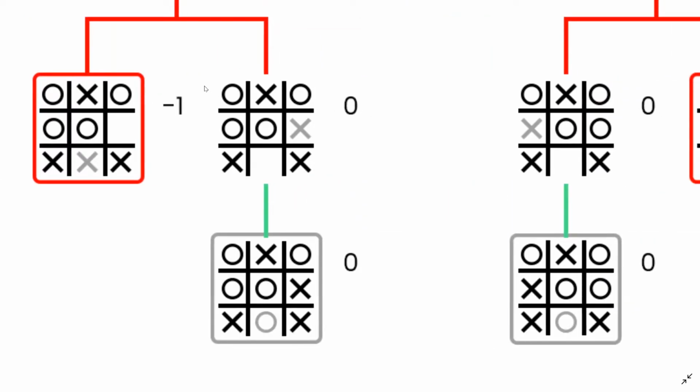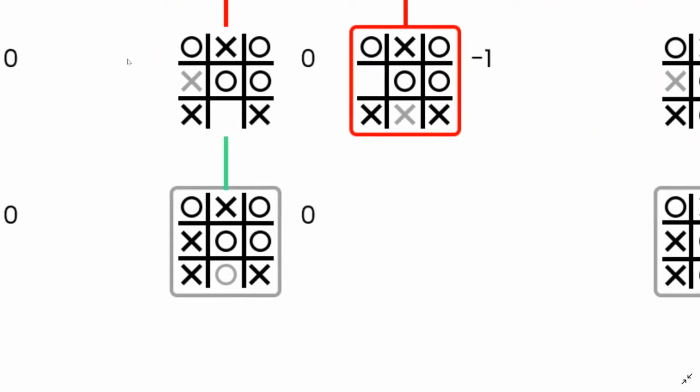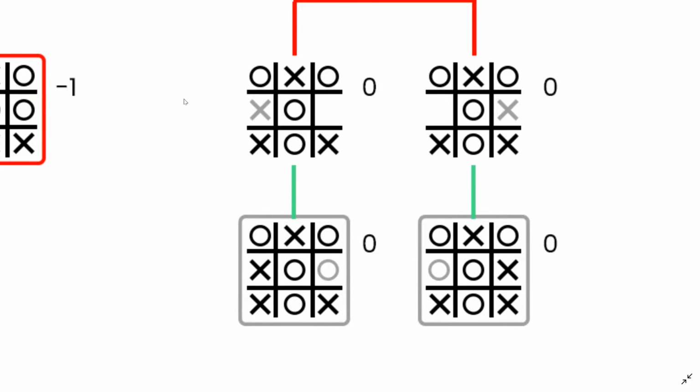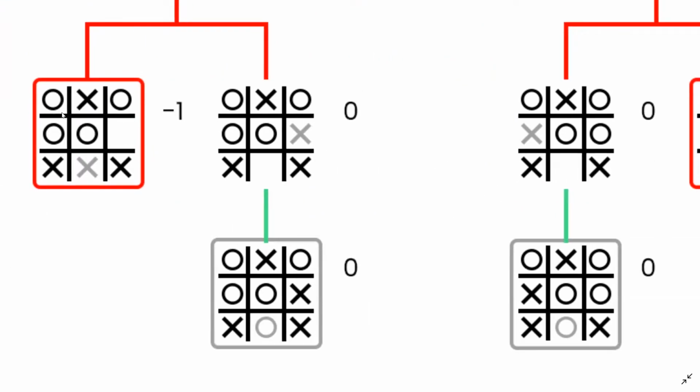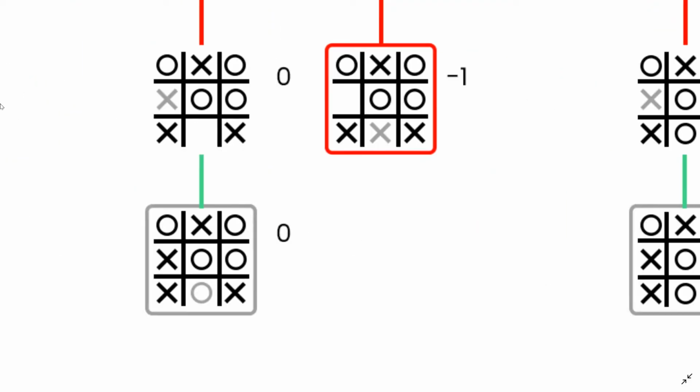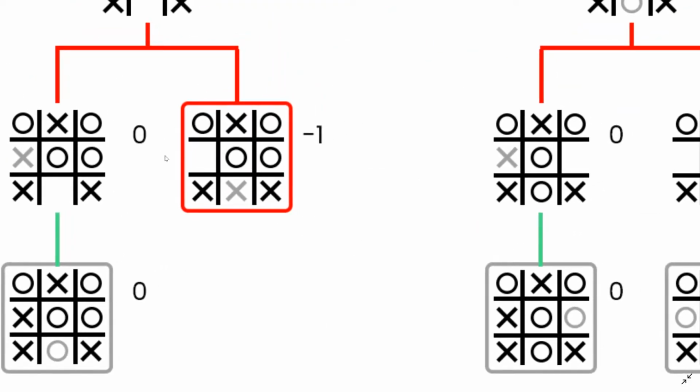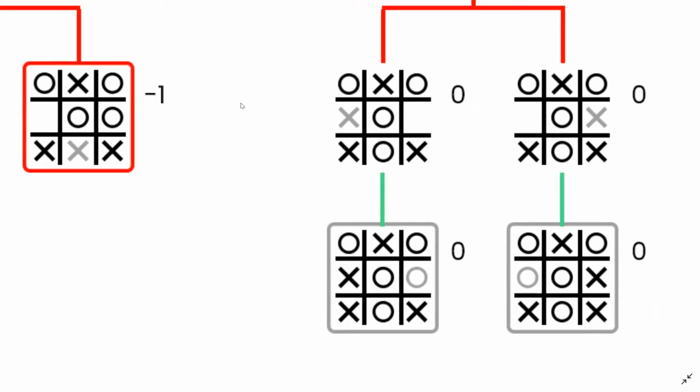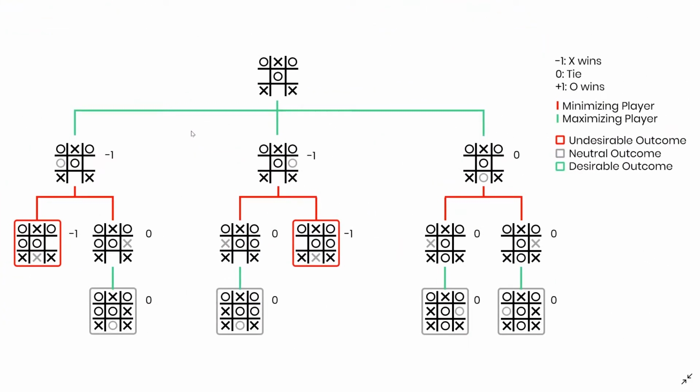Now in each case, it's O's turn. O has no choice here, he just puts it here. Same thing again. Here X already won, so there's not going to be any sub case. Here again X won, so there's not going to be any sub case. You notice that there's no way for O to win. It can only tie or lose. There are two outcomes in which it loses, and four outcomes in which it ties.